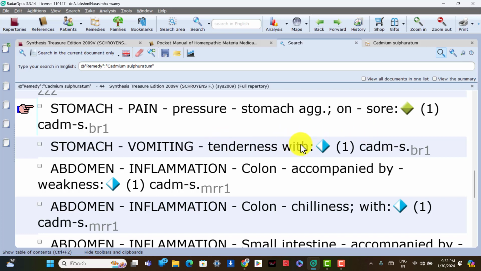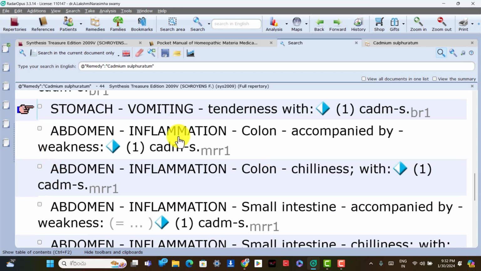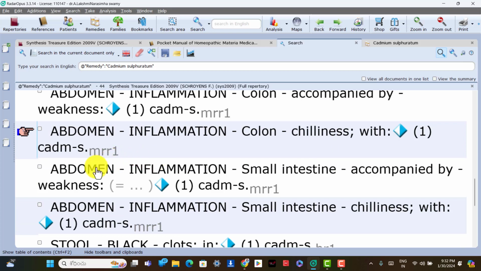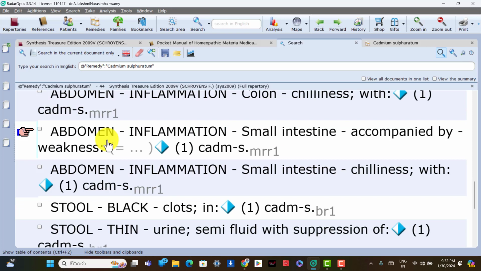Abdomen symptoms of Cadmium sulph. Abdomen inflammation, colon accompanied by weakness is present, think Cadmium sulph. Abdomen inflammation, colon with chilliness is present, think Cadmium sulph. Abdomen inflammation, small intestines accompanied by weakness is present, think Cadmium sulph. Abdomen inflammation, small intestines with chilliness, think Cadmium sulph.